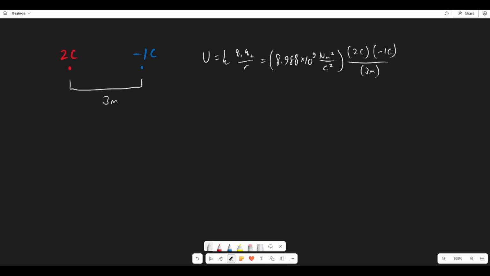Plugging this into a calculator yields -5.992 × 10^9 newton meters.